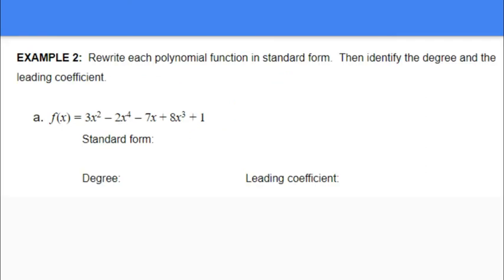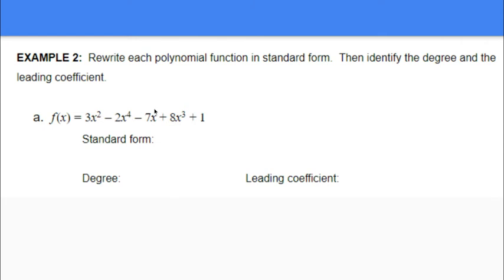Okay. All right, we're going to practice just rewriting. This goes by really fast. So we rewrite in standard form, which means we're going to look at the exponents and we want to go from high to low. So just rewriting it in order. And then from there, we are going to identify what is the degree, what is that highest exponent, and the leading, so in front, number, so leading coefficient, okay?